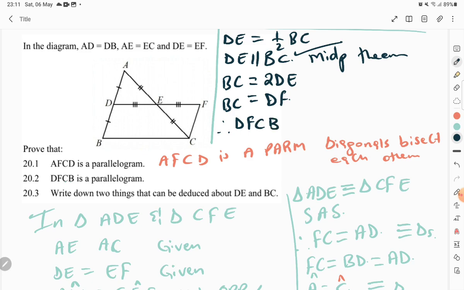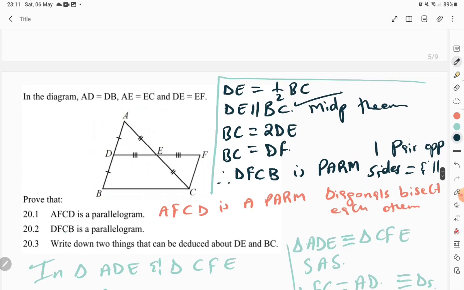So therefore, DFCB is a parallelogram, reason: one pair of opposite sides equal and parallel. So this is just another option if you don't opt for finding these other ones. I find it easy for this one because I knew that DE is equal to half of this. That means if that is the case, this is how it is.